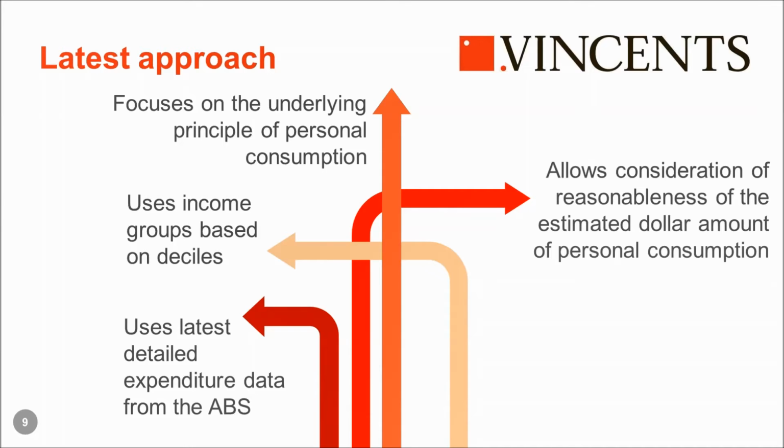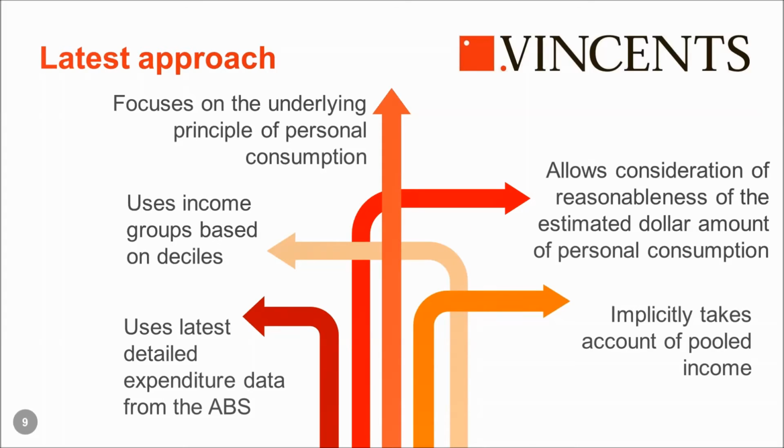And the final thing is that it implicitly takes account of what's known as the pooled income approach, which essentially says that if you have two members of a household who derive income, then each person has a cross-dependency on each other. One person has a dependency level on that amount of income, and similarly the other person has a level of dependency on the other person's income.